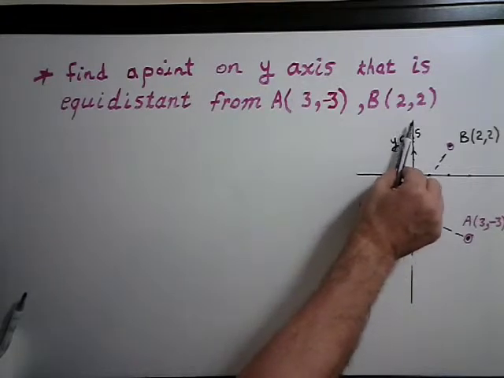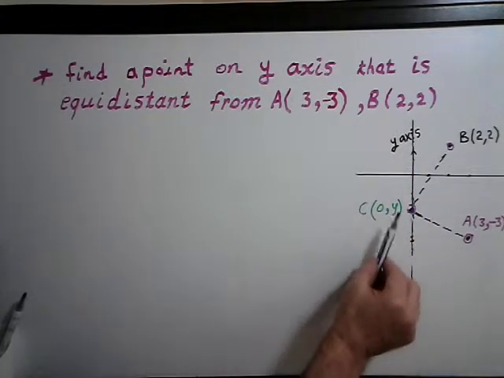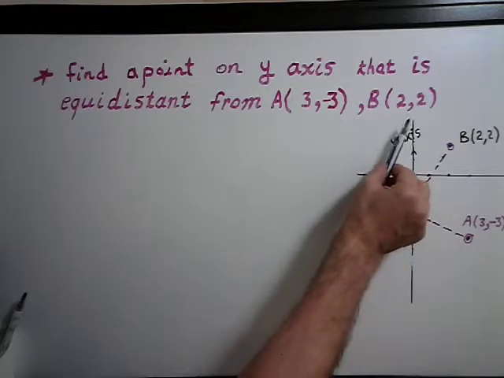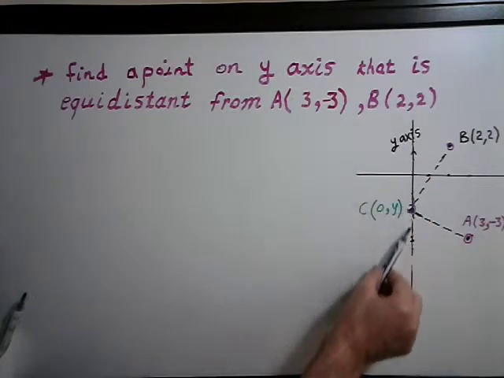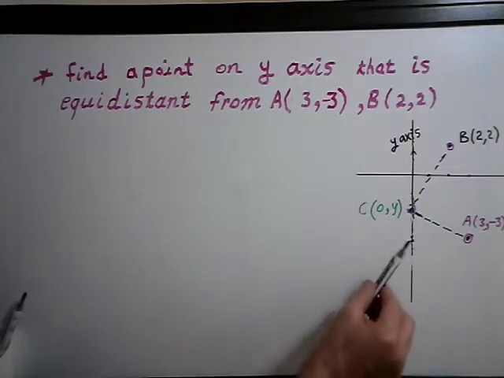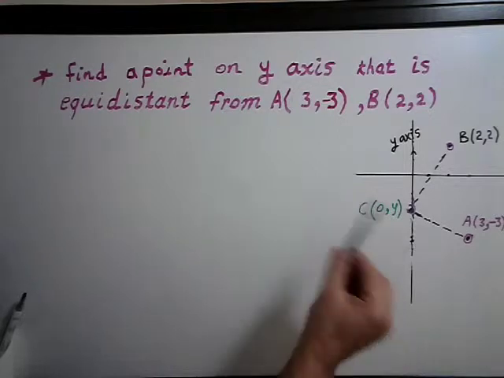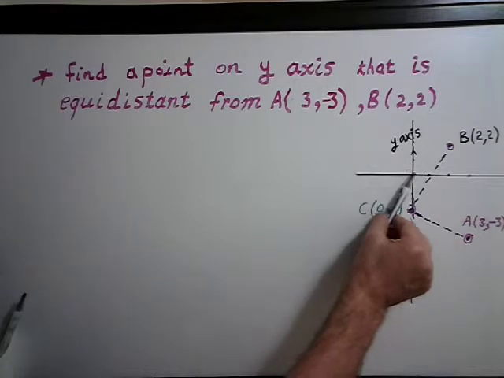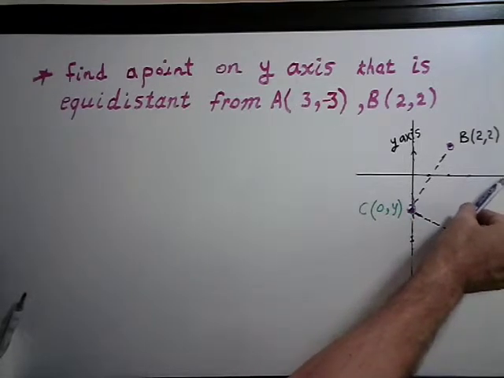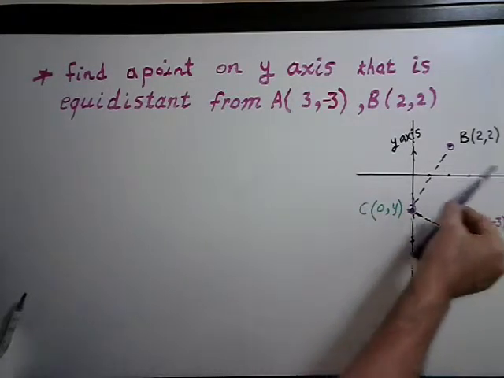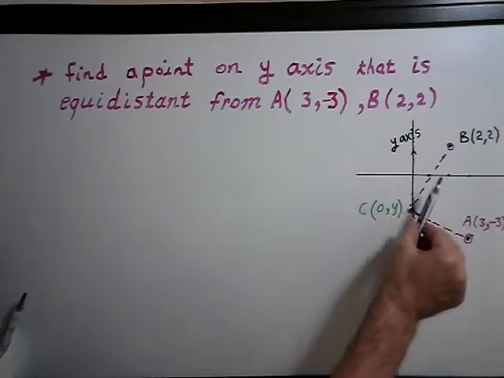As it lies on the y-axis, that means the x coordinate will be 0, because on the y-axis all points have the same x coordinate, which is 0, x equal to 0. We can say the same thing about points which lie on the x-axis: all the points which lie on the x-axis have the y coordinate 0.